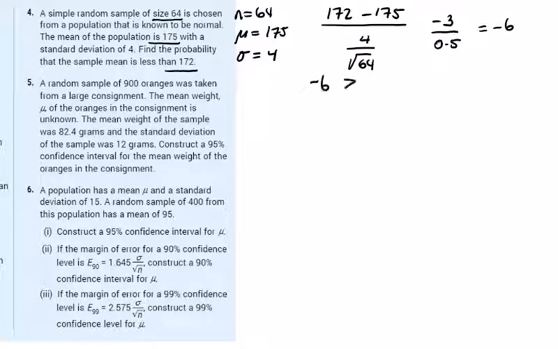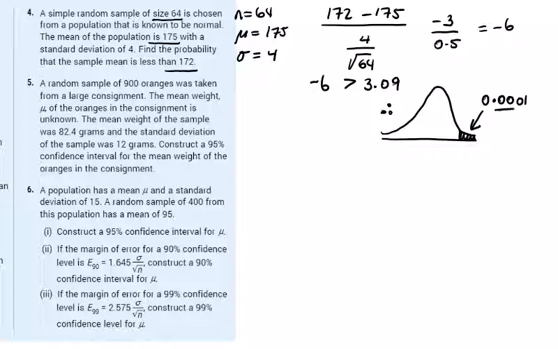Minus 6 is greater than 3.09, and therefore in that tail, as we looked at in another video, after 3.9 you're just left with 0.0001. I think I put 0.001 in the last video, but I think it's 0.0001. So the same on the other side here for less than 172. If we have 172 here, this is also 0.0001, so a tiny amount.